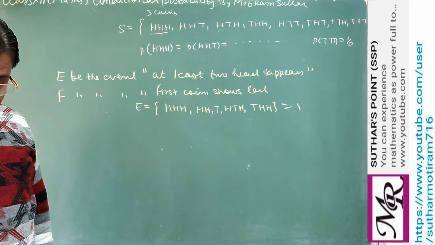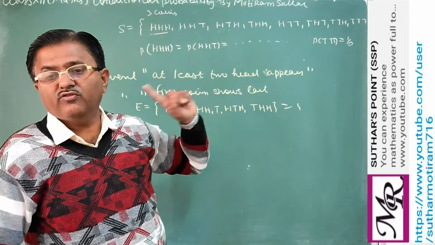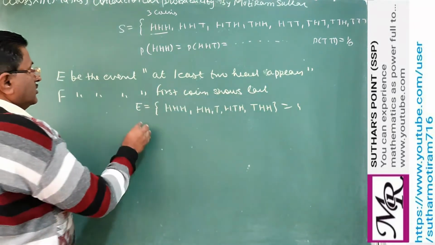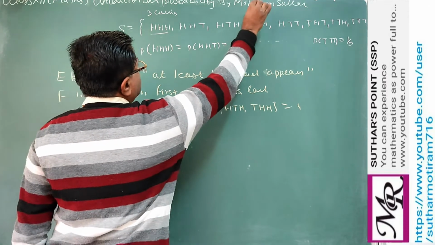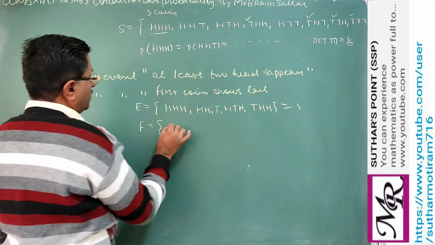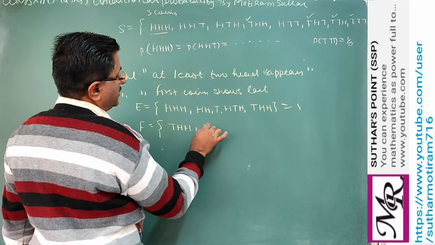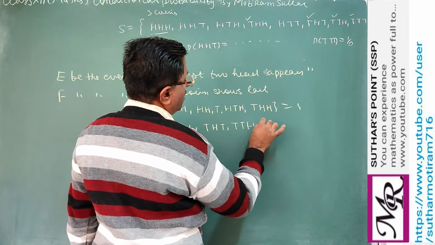Now similarly, second, the first coin shows tail. Only the first coin says tail. The others may be head or it may be tail. So F can have the first as T. So this is T, this is the first T. So you write all these: THH, THT, TTH, or all T.